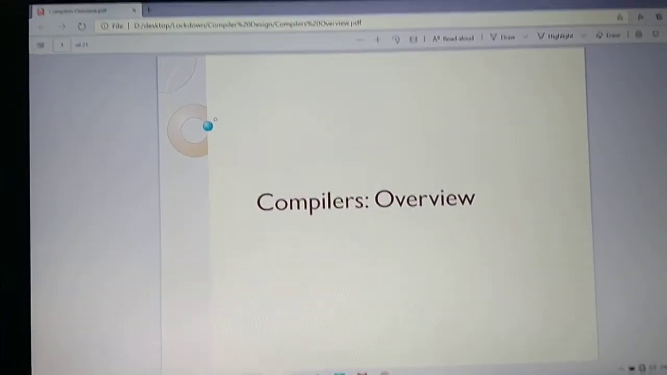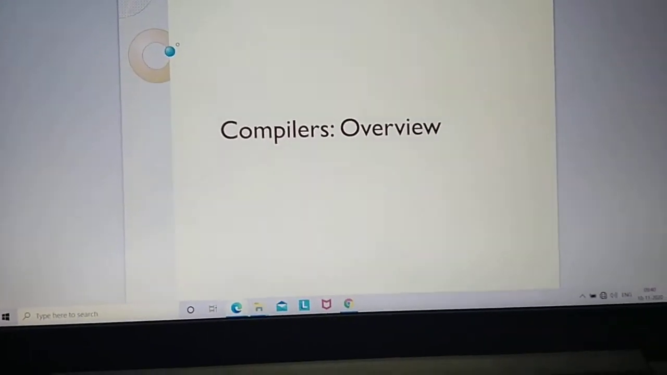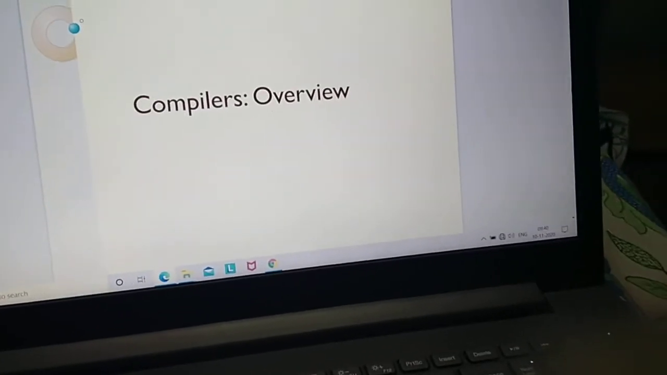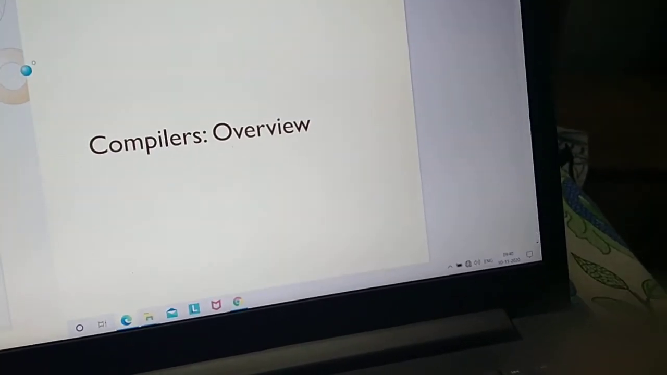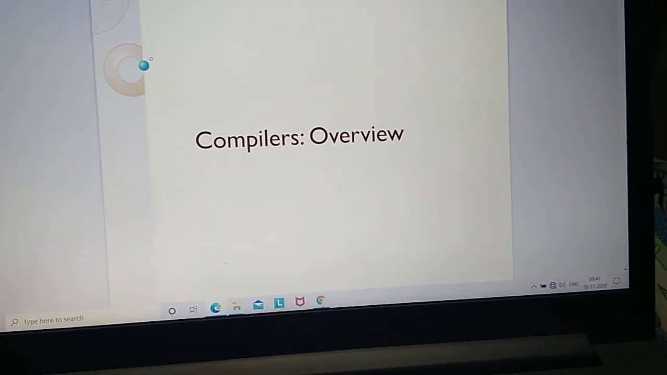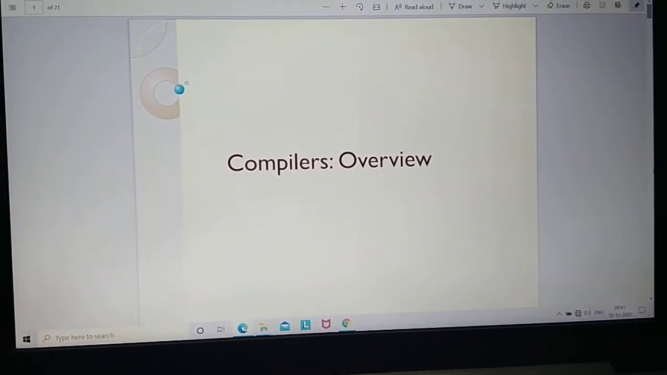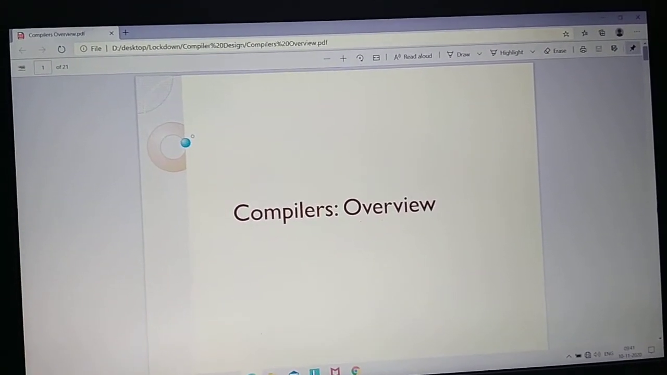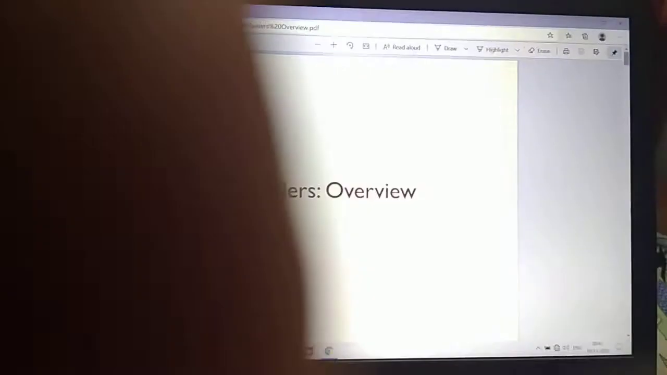Now, what is a compiler? A compiler is a program that reads a program written in one language, that is the source language, and translates it into an equivalent program in another language, that is the target language.